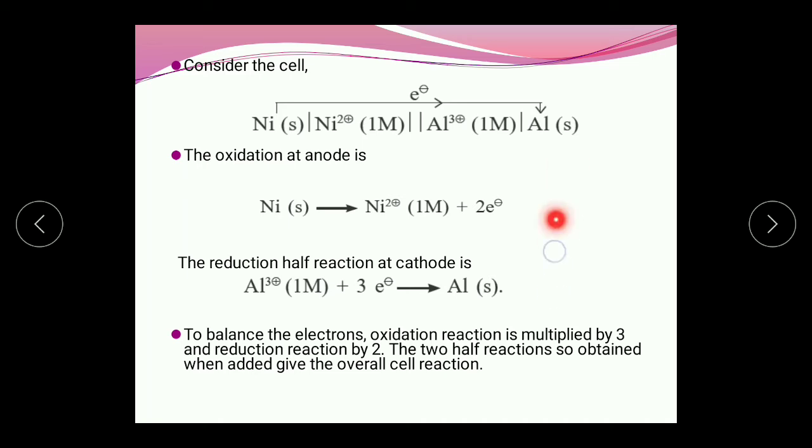Now, if we add these two, what should we do? We can multiply this reaction by 3 and this reaction by 2, so that both the reactions will get 6 electrons each and they are balanced. Understood? So, to balance the electrons, the oxidation reaction is multiplied by 3 and the reduction by 2. And the two half reactions so obtained, when added, will give the overall cell reaction. How? Let us see that.